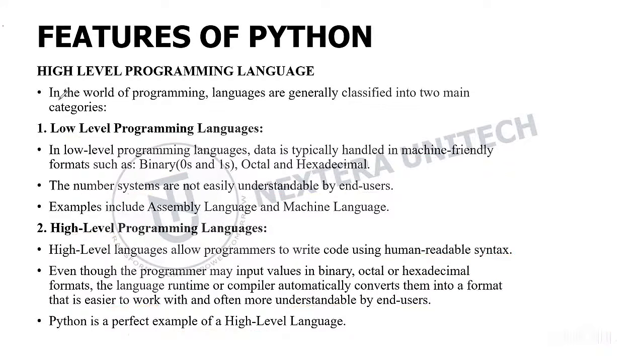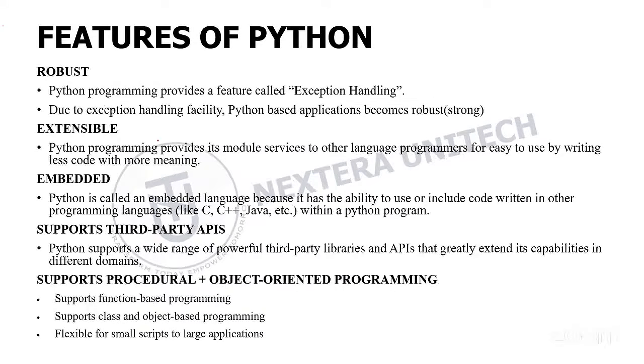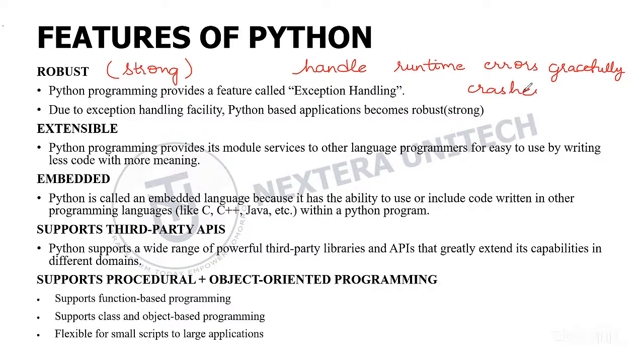Then moving on to the next feature, that is robust. Python is a robust, or a strong, language because it can handle runtime errors gracefully. And also it will prevent any sudden program crashes, and it will continue executing safely. So Python has a feature called the exception handling mechanism. Due to this, it can handle runtime errors gracefully.